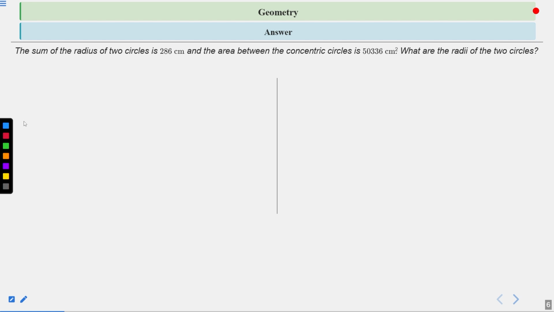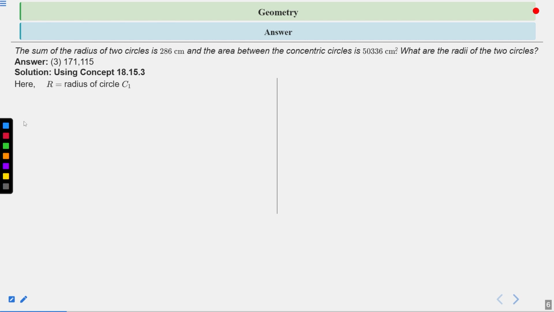The question says that the sum of the radii of two circles is 286 centimeters, and the area between the concentric circles is 50,336 centimeter square. So we need to calculate the radii of the two circles. The correct answer of this question is the third one, which is 171 and 115. Now see the detailed solution using concept 18.1.53.